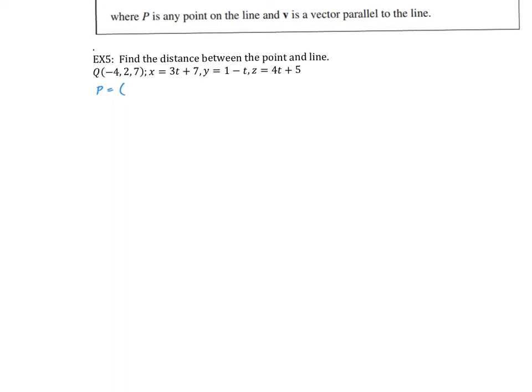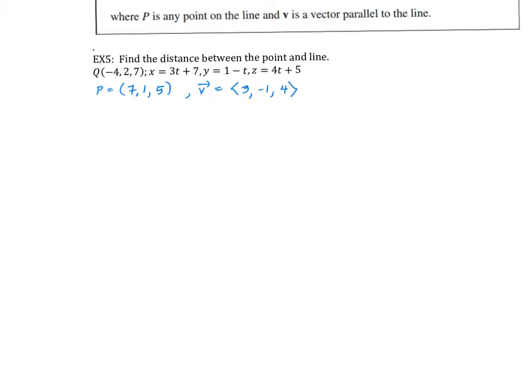and if we look at x, it's 3t plus 7. 7 is the x sub 0. Y is 1 minus t. So remember, you're looking at the number part, not the t part. So that would be a 1. Z is 4t plus 5, so the 5. So I have my point P, which is 7, 1, 5. Now the vector v is simply the coefficients on the t values. That would be the vector 3, comma, negative 1, comma, 4.